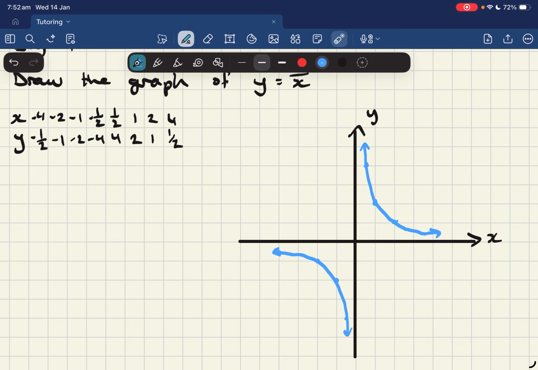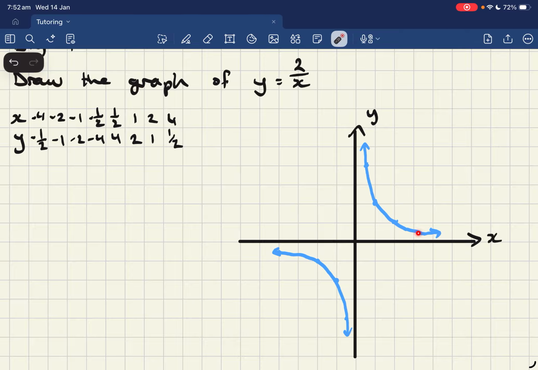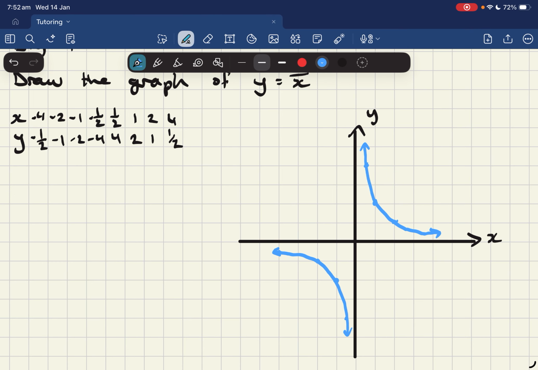Now, you may have noticed I've been a little bit careless. I've drawn this so it looks like it's kind of going up a little bit. As you're drawing it, just make sure that your graph looks like it is approaching the asymptote, not curving in too much and not curving out too much, because these graphs are approaching the two asymptotes. So this is my graph of y equals 2/x.